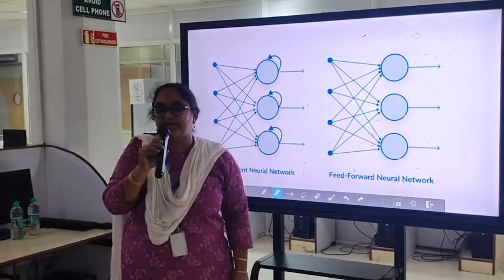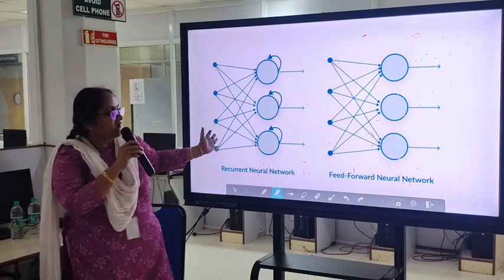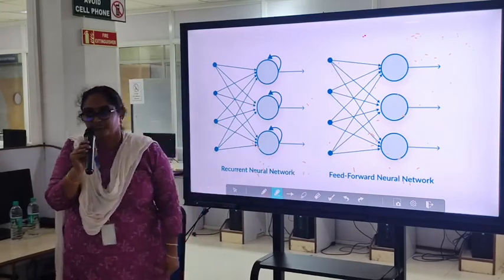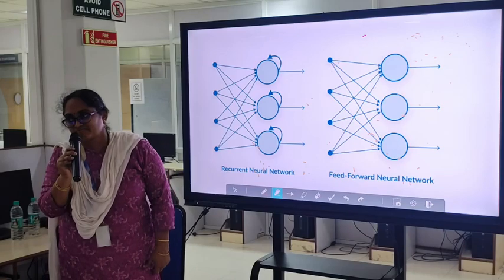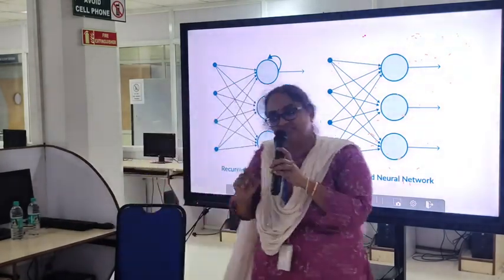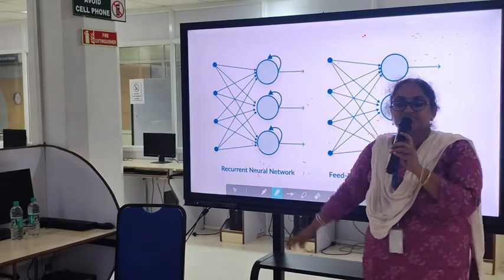Anyone here who can tell me what is a recurrent neural network, and what is the difference between a feed-forward neural network and a recurrent neural network? Yeah, self-loop. From the diagram, he is telling that there is a self-loop, which is correct. So which means what? Self-loop, which means what?